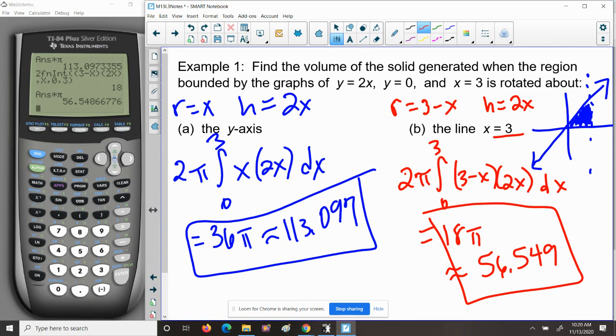Okay, again, shell method, in my opinion, is very easy. I like the fact that you have kind of rules for your radius and height. It's a little bit harder when you're looking at disc or washer method and figuring out your big R and little r if you need it for washer, whereas with shell method, a little bit easier.